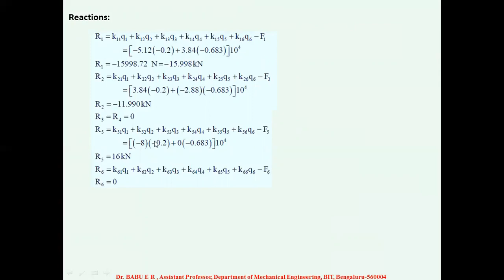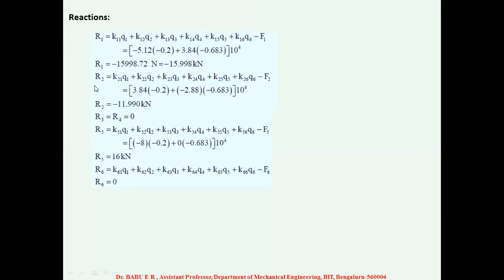In order to find the reactions, you just have to expand the equilibrium equation. So for R1, expand the first row. When you expand the first row, we get K11 Q1, K12 Q2, K13 Q3, K14 Q4, K15 Q5, K16 Q6 minus F1, which equals 0. Just substitute the values of these terms, and we get the reaction at node 1 along x direction, which is minus 15.998 kilonewton.